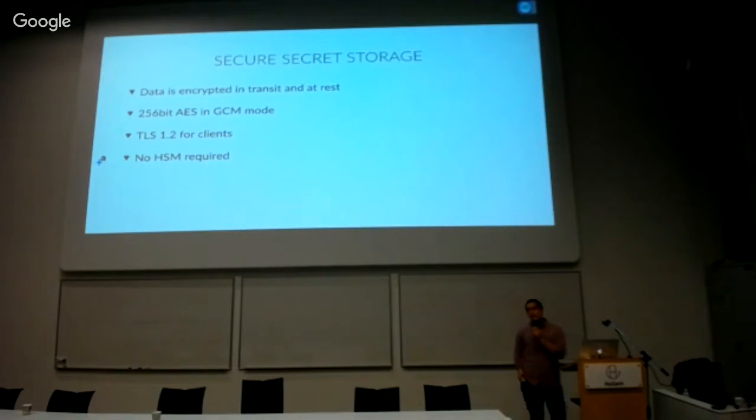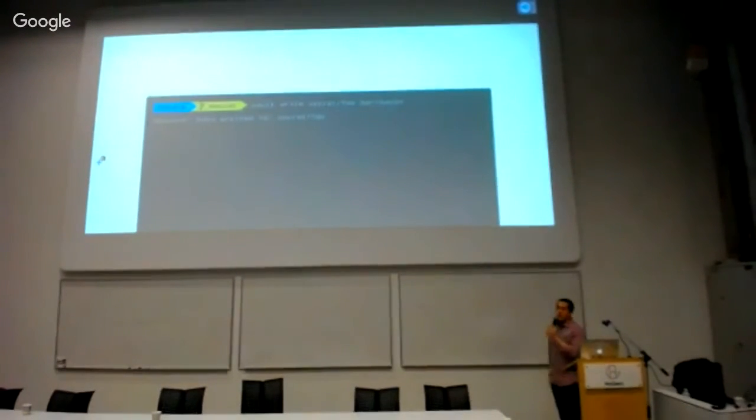Secure secret storage. So data is encrypted in transit and at rest. TLS for in transit, and then at rest, we use 256-bit AES and GCM mode. That's sort of an implementation detail that you have to know, though, if you're going to adopt something like this. TLS 1.2 is forced on everything. You can't use old clients with Vault. It's just not allowed. And you don't need hardware assistance at all, although we do integrate with hardware as well. So reading and writing a secret is going to look really boring.